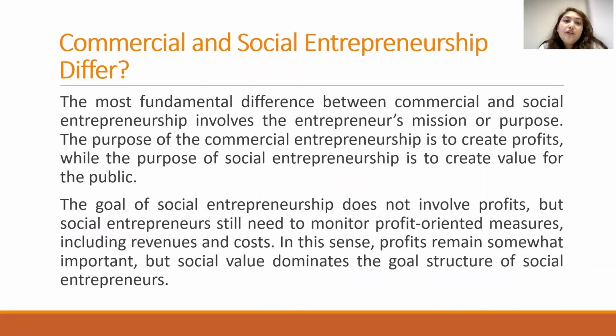So if you look at the difference between commercial and social entrepreneurship, the most fundamental difference is the mission or purpose of the business. The purpose of a commercial enterprise is to create profits, while the purpose of social entrepreneurship is to create value for the public. The goal of social entrepreneurship does not involve profit, but social entrepreneurs still need to monitor profit-oriented measures, including revenues and costs. So in this sense, profit remains somewhat important, but social value dominates the goal structure of social enterprise.